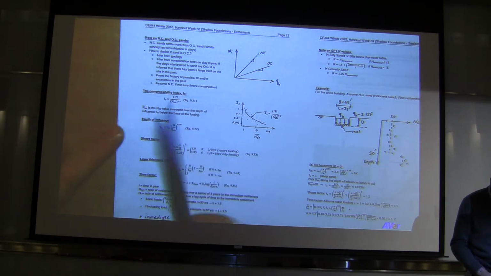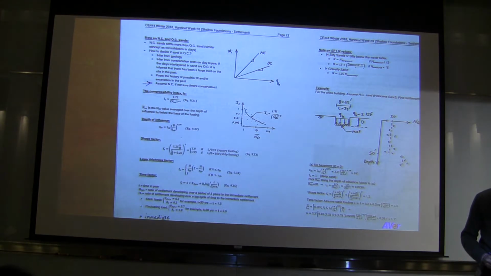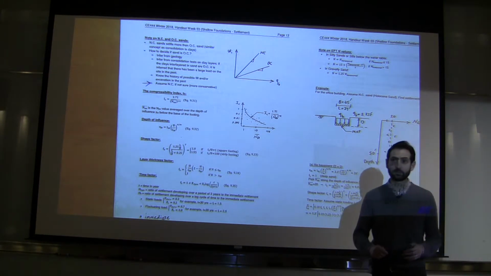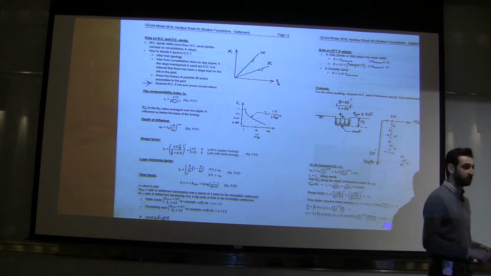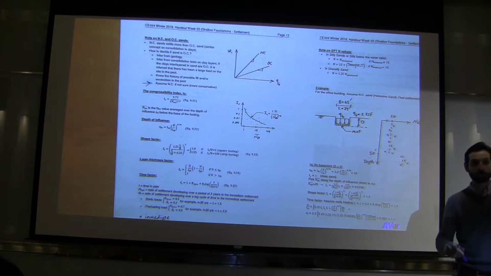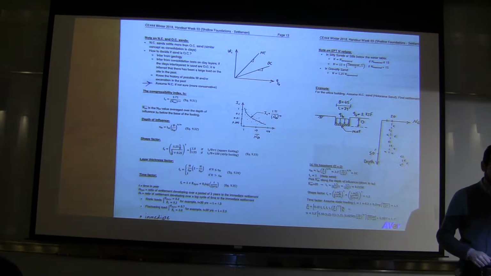All right. Now I like this last item here. Assume NC if you're not sure. So if you don't know if it's OC or NC, it's always conservative to assume that it's NC because an NC sand settles more compared to OC. It settles more, so it's more conservative to assume that it's NC. Any questions?